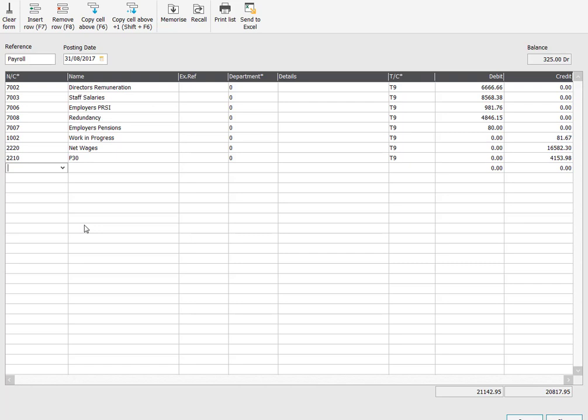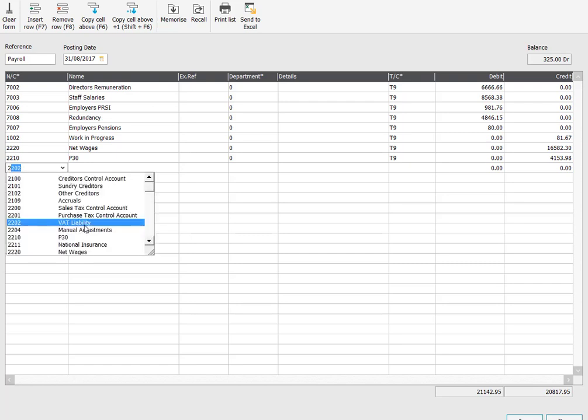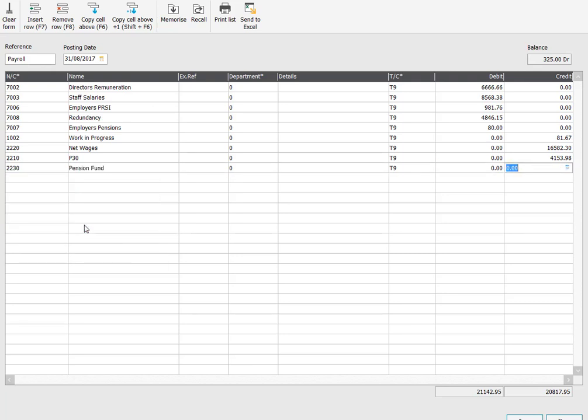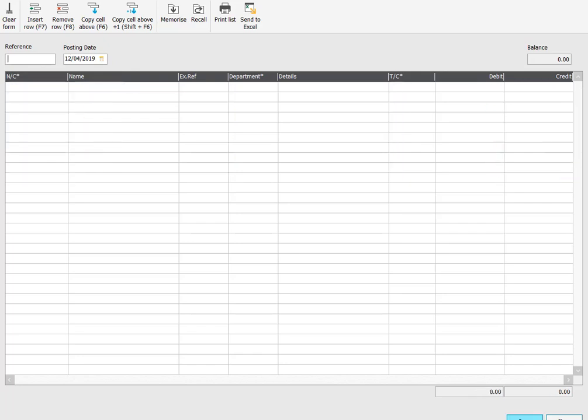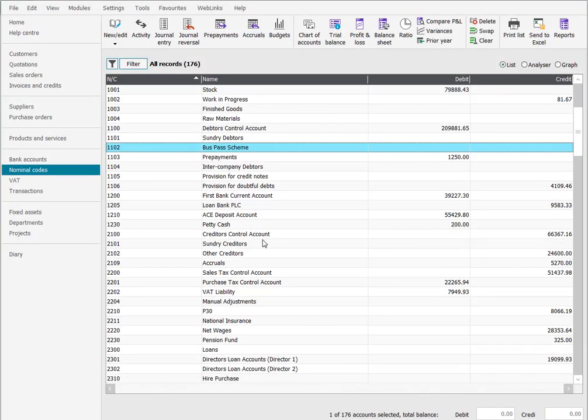And then I'm going to say I also owe the pension fund, which should be here close by as well. Yep, 2230. And the amount that I owe the pension fund is the 80 plus the 245, which is 325. And now you can see that I've got a balance of 0. I've got my payroll and I've got my date. So I'm going to save that. And that is your payroll journal.